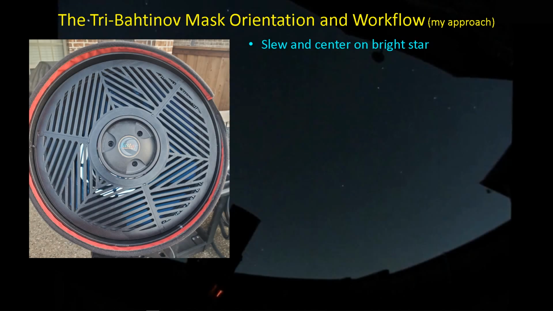Let's review briefly the workflow for using the Tri-Bahtinov mask for collimation. Obviously, the first thing you want to do is slew and center on a bright star.